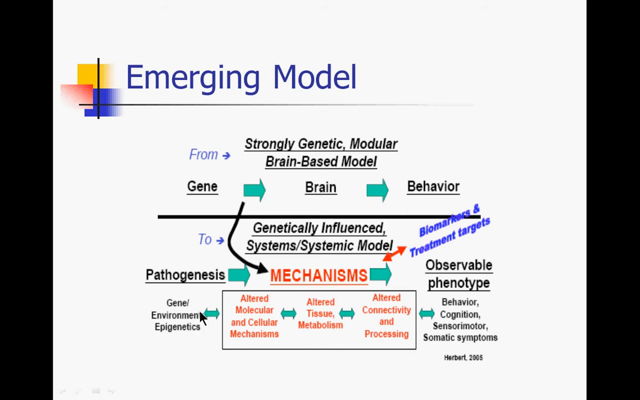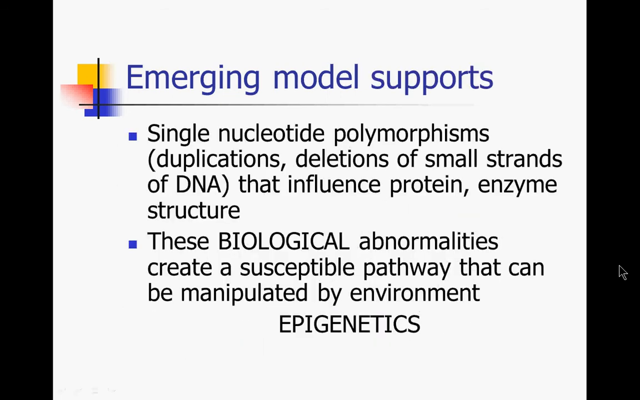So in that model, we can say, well, heck, let's get rid of the environment, and maybe we can solve these aspects. And that's where we're heading today: looking at what's the environment that is influencing either the genetic pattern or creating abnormal genetics through what we know as mutations. So this emerging model supports what's known as polymorphisms, or single nucleotide polymorphisms. These are duplications or deletions of small strands of DNA that influence protein and enzyme structure, so that these abnormalities create a susceptible pathway that's then manipulated by the environment.